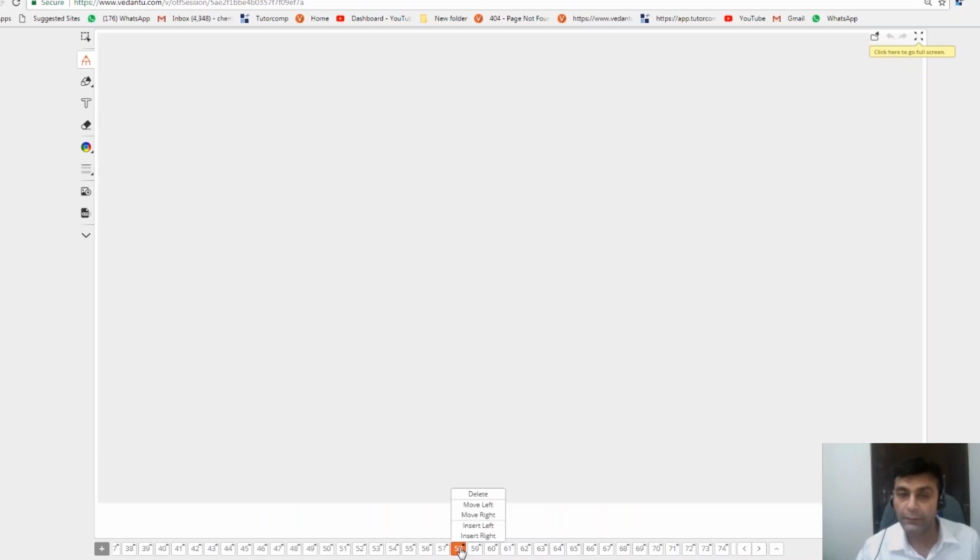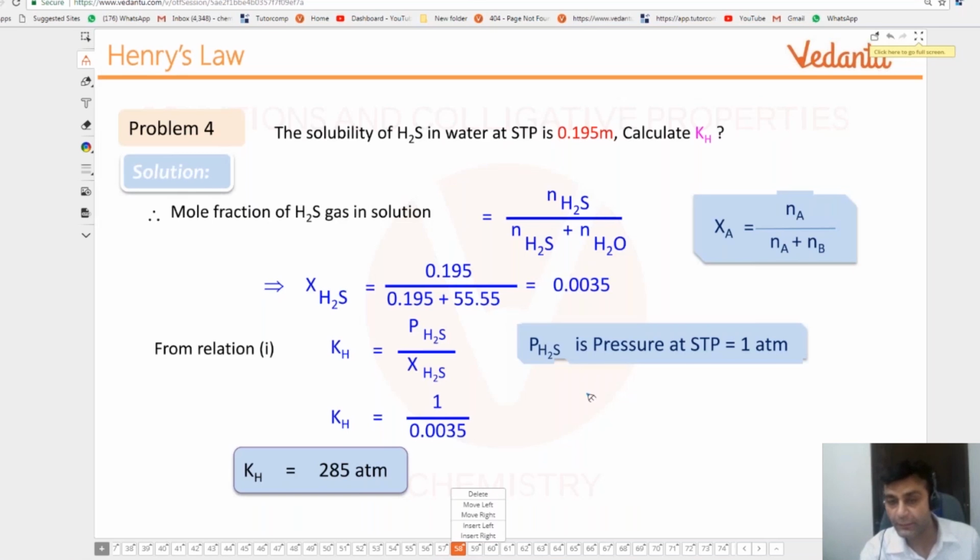Then you can see mole fraction is equal to number of moles of H2S upon total number of moles. 0.195 is the number of moles dissolved, 55.5. Put the value here and you get the answer 285. Very good. Who has given the right answer? One student was reporting the same answer. Murli. Good.